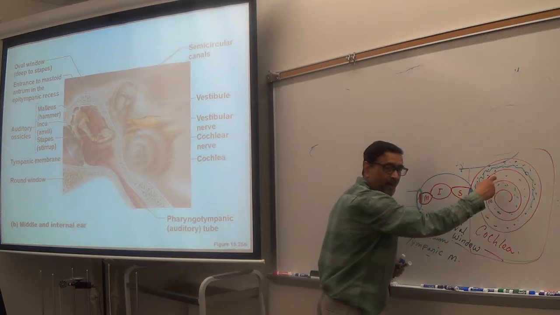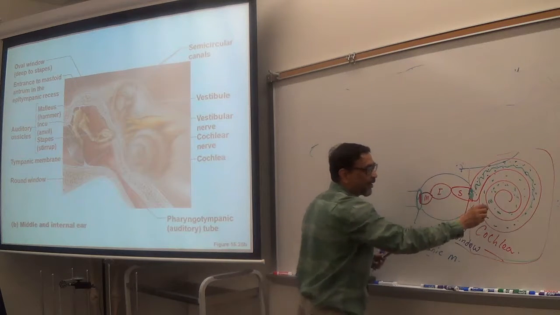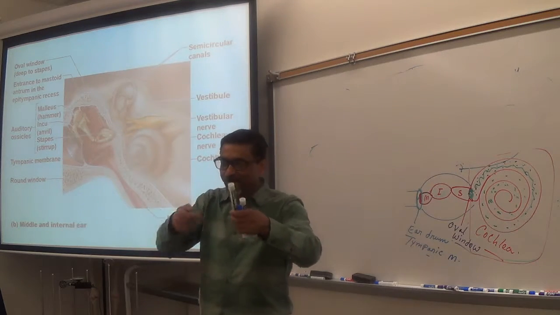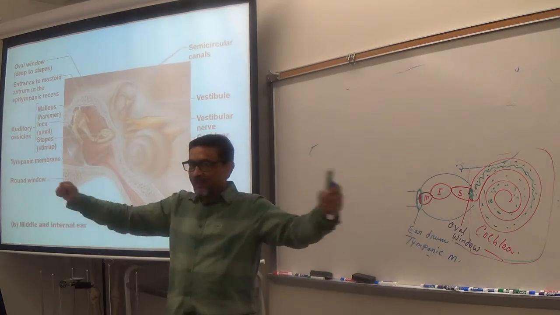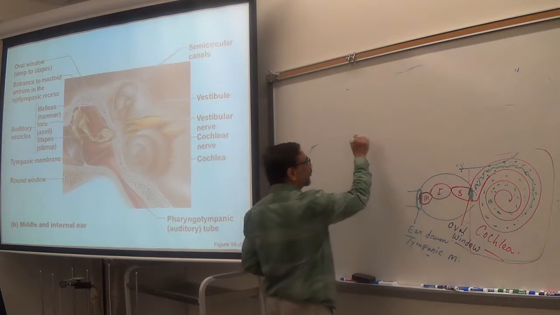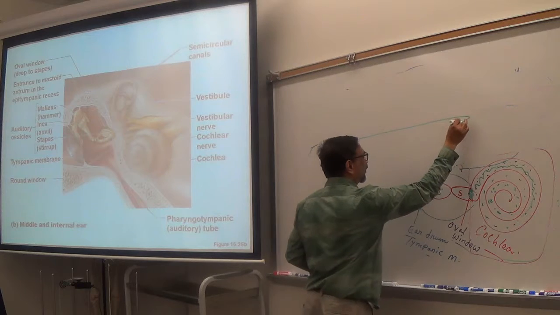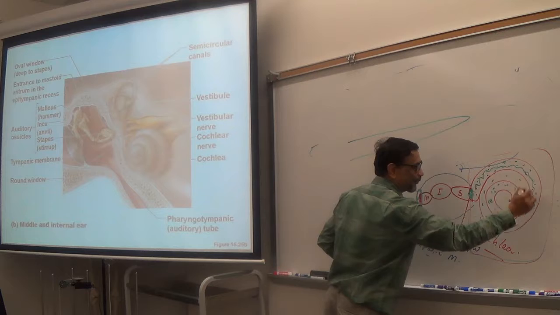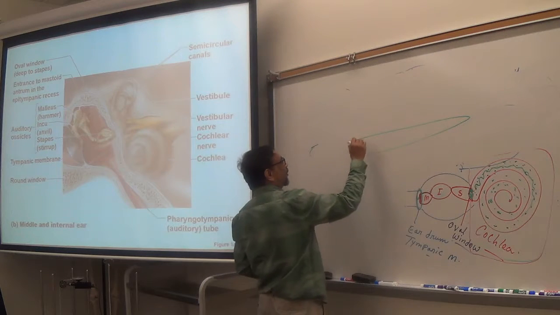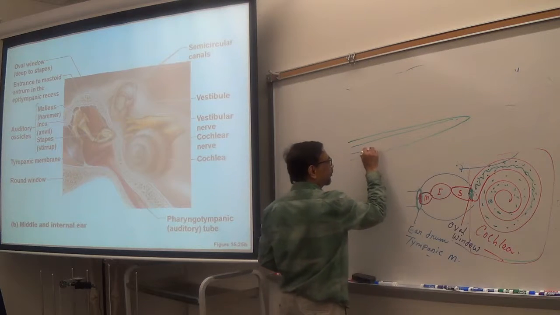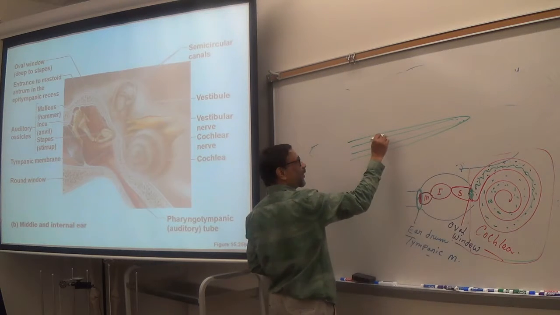Since it is a coiled structure, I can just hold it and pull, like make it straight, right? If something is coiled, I can make it straight, right? So let's make the cochlea straight. If I make it straight, it's like a long tongue, okay? Make this straight, and see inside. Inside the cochlea, there are two membranes.